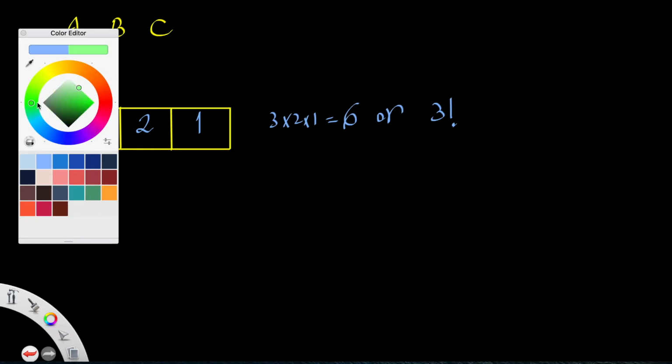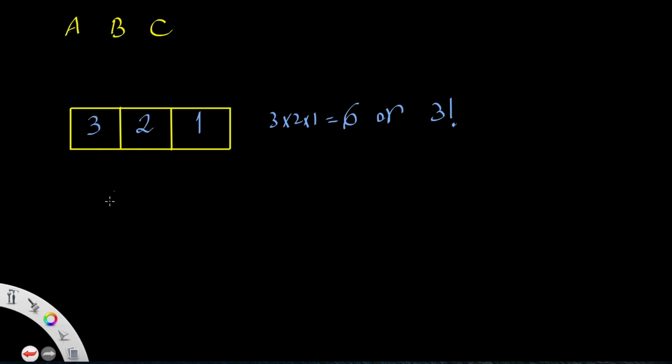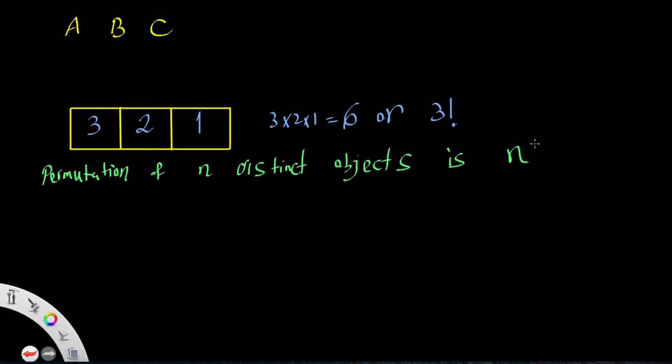Now I want to make a conclusion here. Permutation of n distinct objects is n factorial, as you see here.